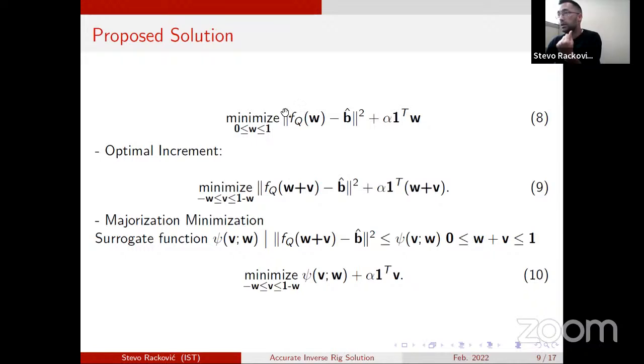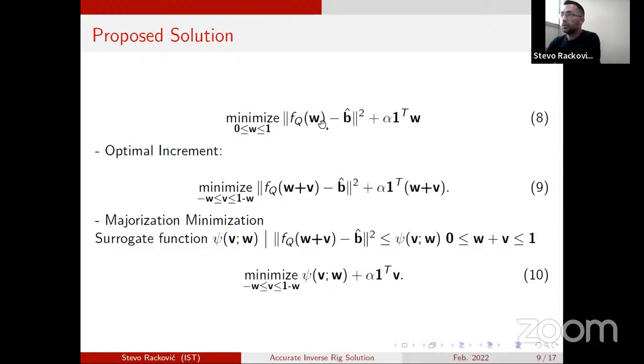Now, using this quadratic model under the square norm yields a very complex problem. So we have the idea to approach this in a different way, like applying majorization minimization. We need a surrogate function that is simpler to solve than this original function. And we also approach it in an optimal increment manner.